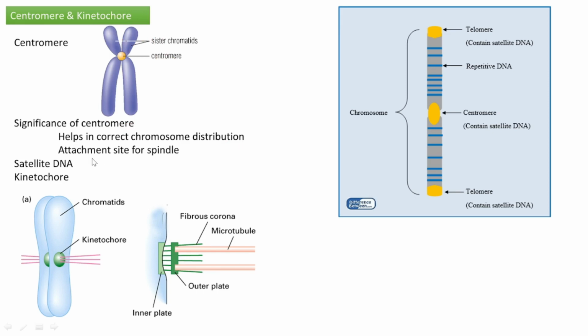Next significance is that it provides a space for the attachment of spindle. What is spindle? Do you know? Spindles are certain fiber-like structures that help in the correct distribution, correct movement of chromosome during the various stages of mitosis.